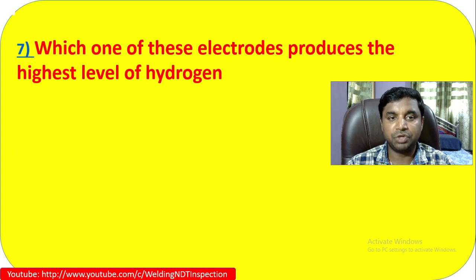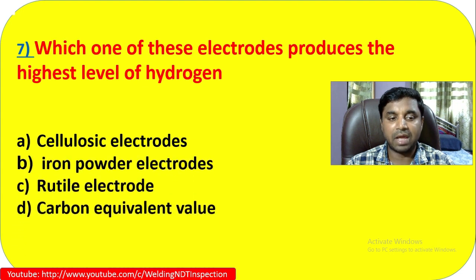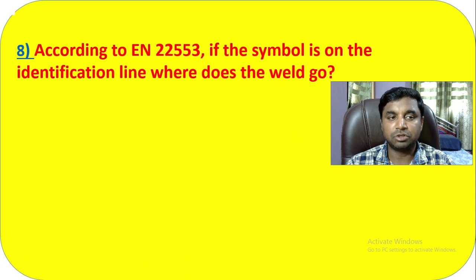Question number 7. Which one of these electrodes produces the highest level of hydrogen? If you see cellulosic electrode, iron powder electrode, rutile electrode and the carbon equivalent value. So which one is the highest level of hydrogen? That is cellulosic electrode. You can see the highest level of hydrogen is there. Answer is A.